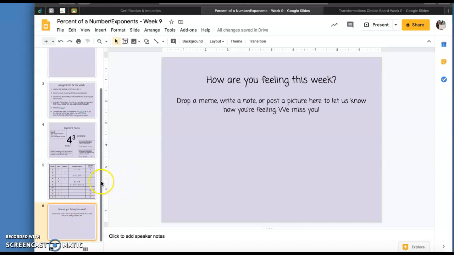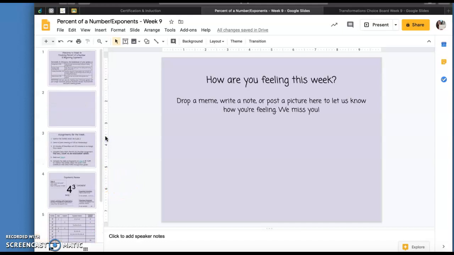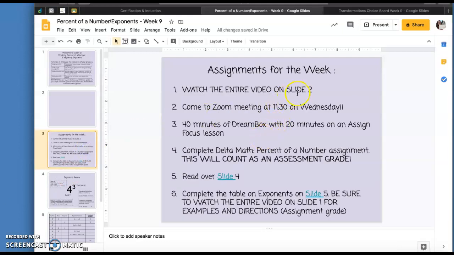Make sure you get your work done. Make sure you read all of this before our Zoom meeting on Wednesday so that you can ask any questions during our Zoom meeting. Don't forget the drop-in is on Thursday as well, but you need to come to the Zoom meeting on Wednesday at 11:30. Remember that it was changed to 11:30.